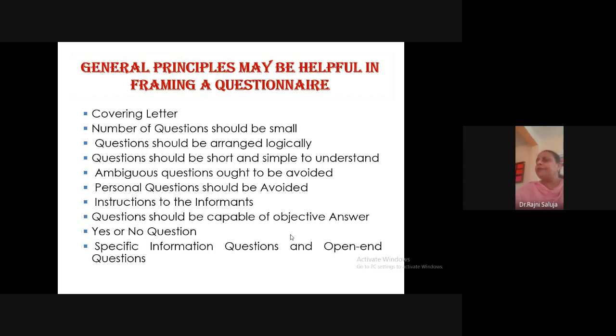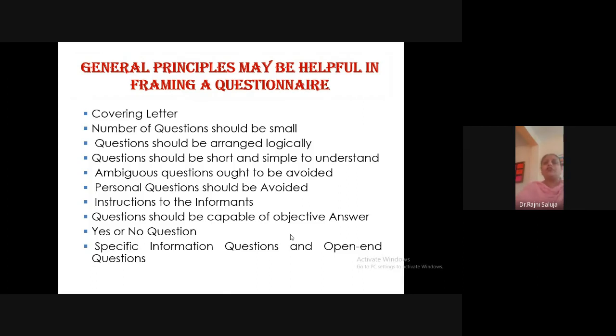Then, for example, if we ask the person's income, and after that we ask, are you employed? these questions are not logically arranged. As a logic, we should first ask, are you employed? What is your profession? Which profession are you in? And after that, we can ask, how much is your income?